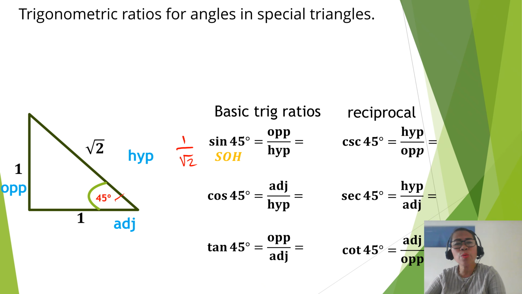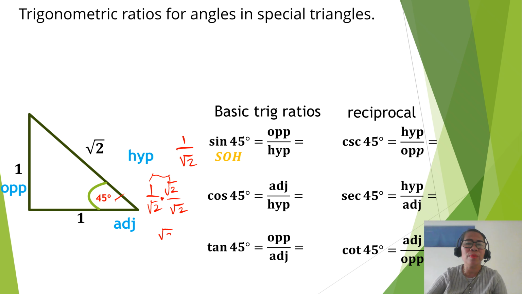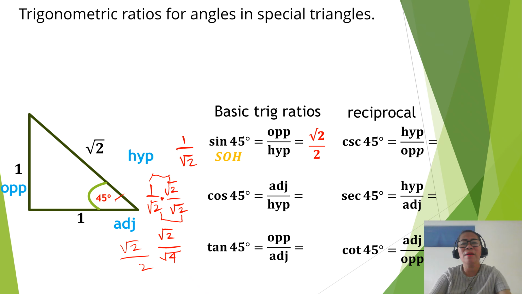Okay, so 1 over square root of 2. Remember this is not simplified yet because we are going to simplify the denominator. So if it is 1 over square root of 2, we will be getting its multiplier, which is equal to 1. So 1 times square root of 2 is the square root of 2, and then square root of 2 times square root of 2 will be square root of 4. What is the square root of 4? We have the positive 2. So we have square root of 2 over 2, and that is the sine of 45.